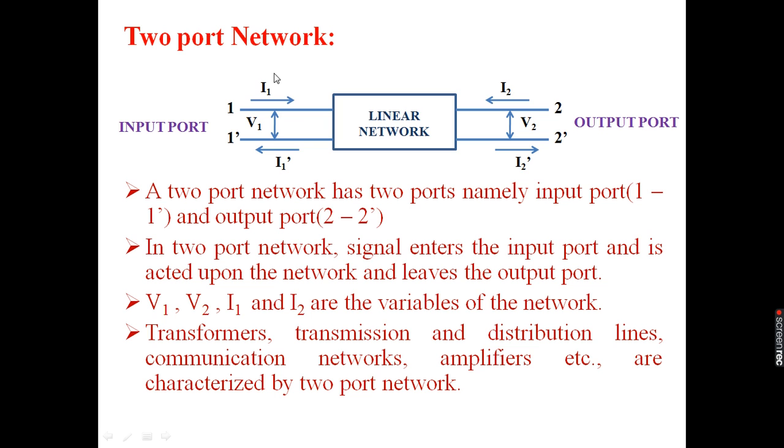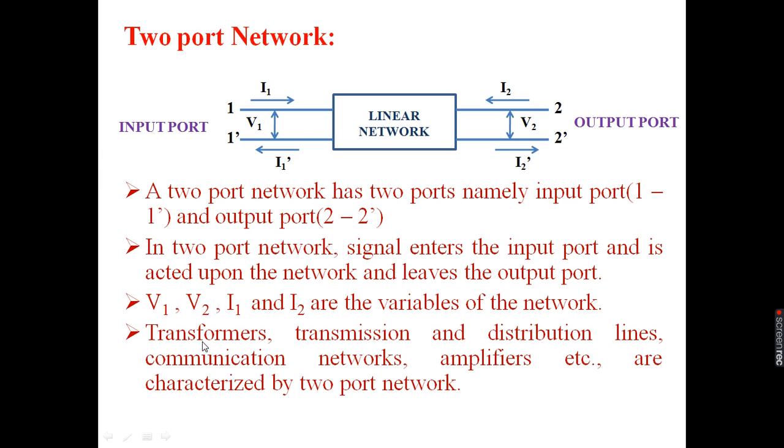The variables associated with the input port, or port 1, are termed V1, I1. Similarly, the variables associated with port 2, or the output port, are termed V2, I2. These V1, I1, V2, I2 are called the variables of the network. Transformers, transmission and distribution lines, communication networks, amplifiers, etc. are characterized by two-port networks.